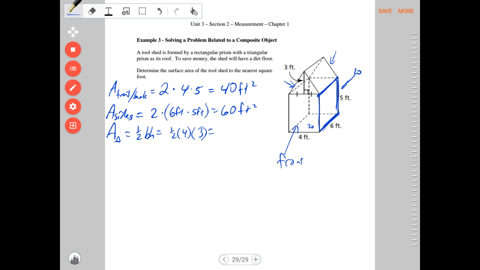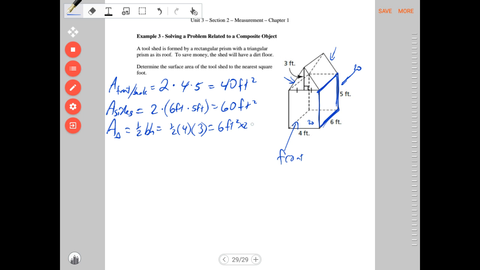Well, that works out to 6 square feet, so 6 feet squared. Okay, but that's only for one triangle, so we have to times that by 2, so that's 12 square feet for both triangles. So there's the front and back, the sides, the triangles of the roof. Now we need the rectangular portions of the roof.